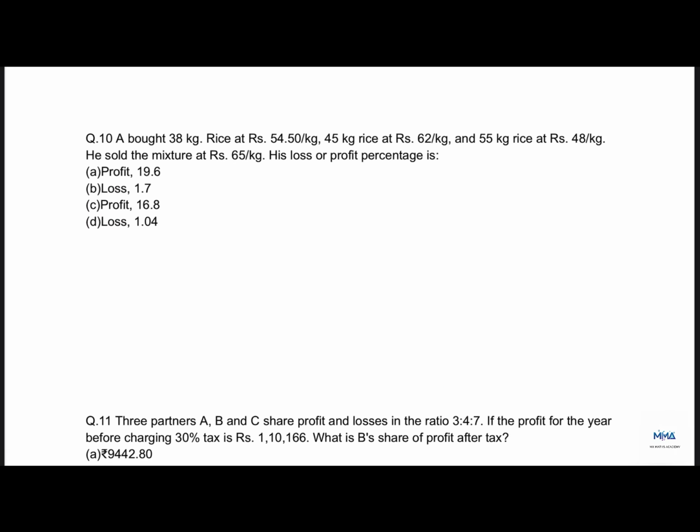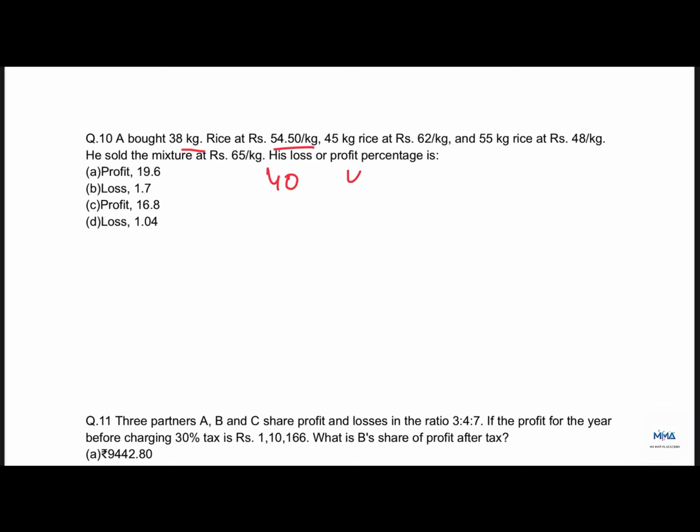A bought 38 kilo of rice at 54.5, 45 kilos at 62, and 55 kilos at 48. He sold the mixture at 65. His loss or profit percentage? In such questions, you have to find the average cost price and then subtract it from the selling price. So in order to find the average cost price, you have to multiply the volume with the price. Here, multiplying 38 with this is going to be really difficult. So let's approximate that to 40, since the options are decently far away from each other, so we can easily consider that as 40.